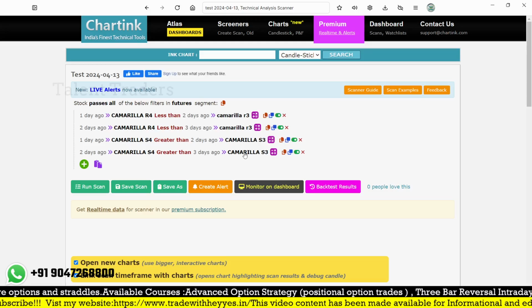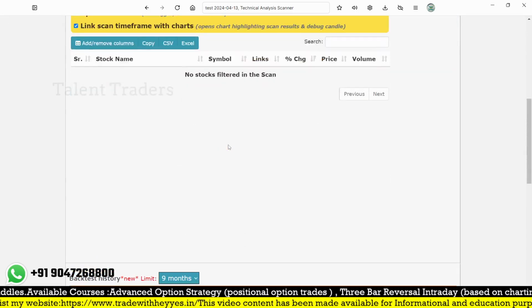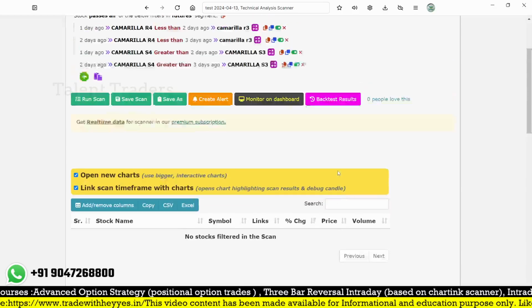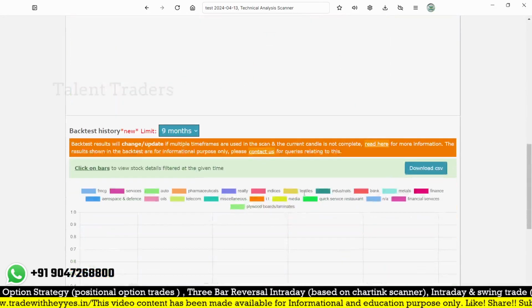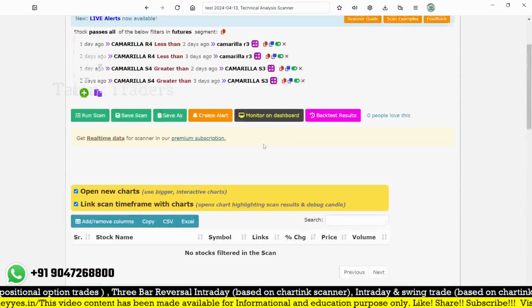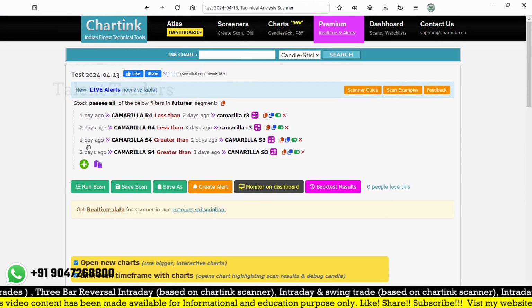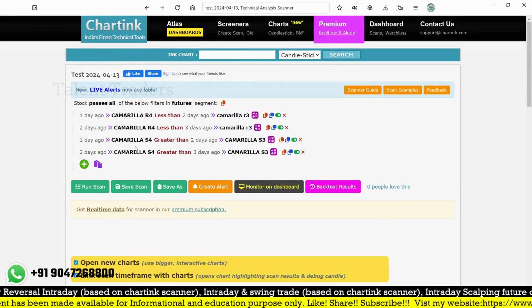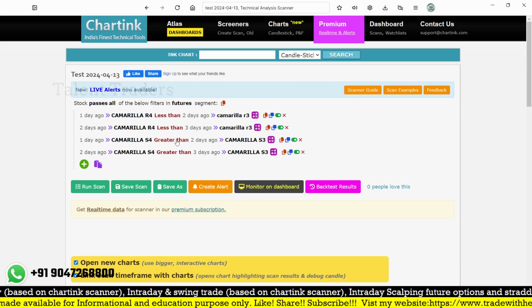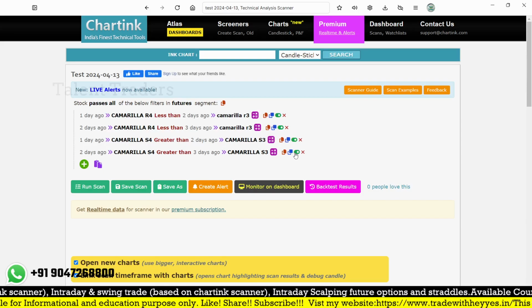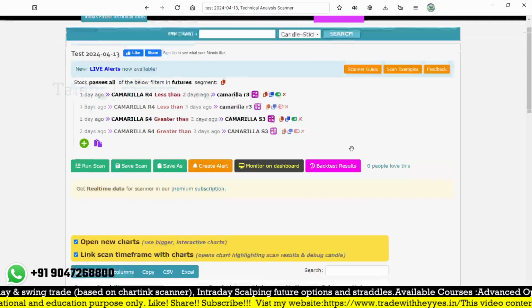So we modified it here. Let me run. We are not getting many stocks from the scanner because that is a rare condition. You can see, you can't see any stocks. Let me check: 1 day ago Camarilla S4 is greater than 2 days ago Camarilla. Maybe if you hide this, we will get some stocks.